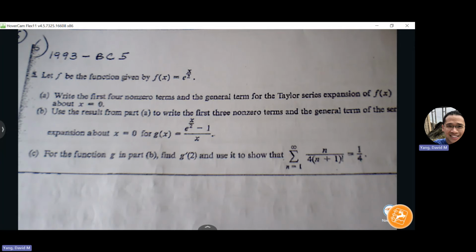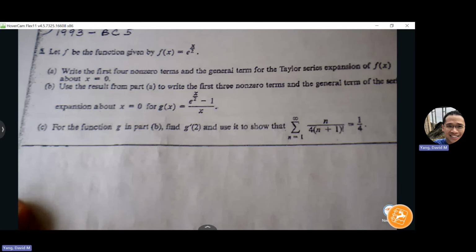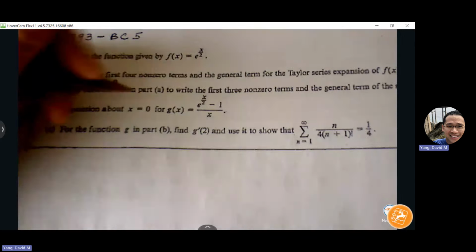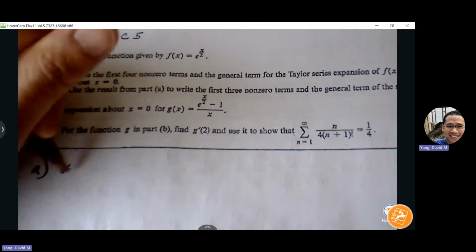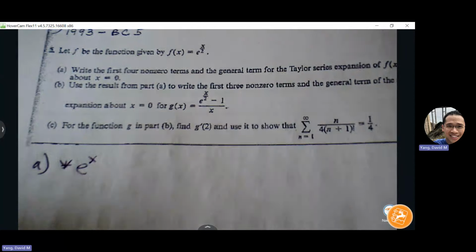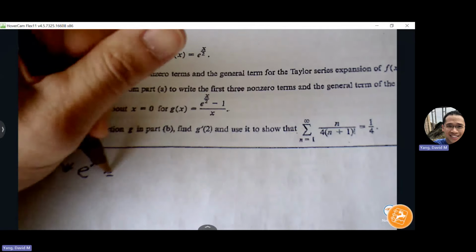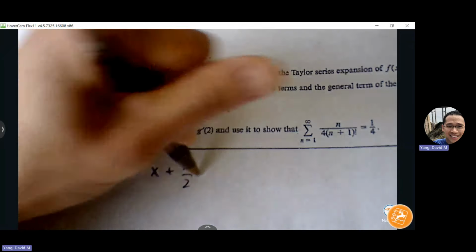Okay, so this is page six. You guys probably did this for homework already, but this second portion feels a little strange, so I want to make sure I went over this with you. At the very beginning it says, let the function be f(x) equals e to the x over 2. Write the first four non-zero terms. Just as a reminder, we do have a Maclaurin expansion for e to the x, and that's going to be 1 plus x plus x squared over 2 factorial, and so on.